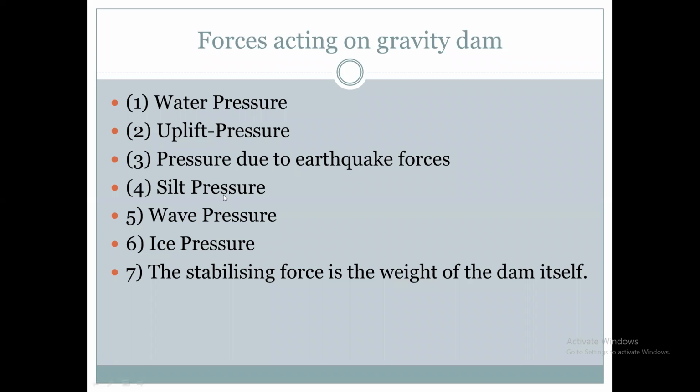Silt pressure due to sedimentation. Last week we have seen reservoir sedimentation. In that, we have seen how the silt is accumulated at the bed of the reservoir. Due to accumulation of the silt at the bed of the reservoir, what happens? The pressure will act on the upstream face of the dam due to the increase in the height of the silt level. The silt pressure will act at the bottom of the dam.